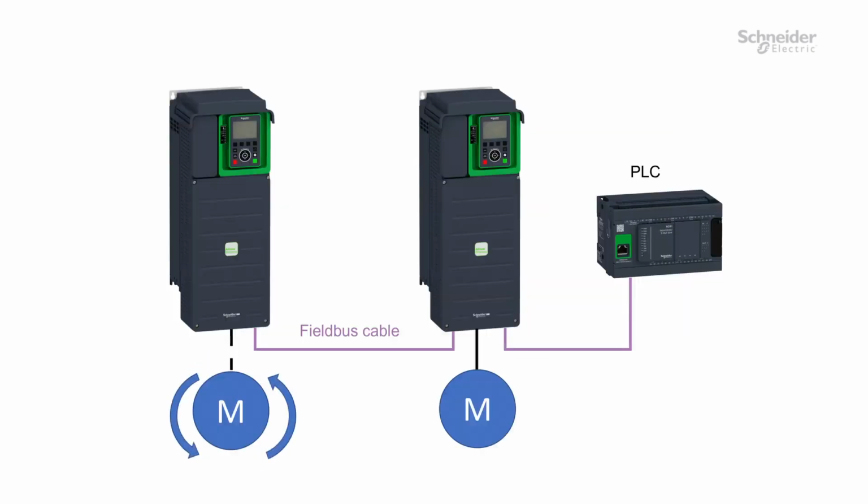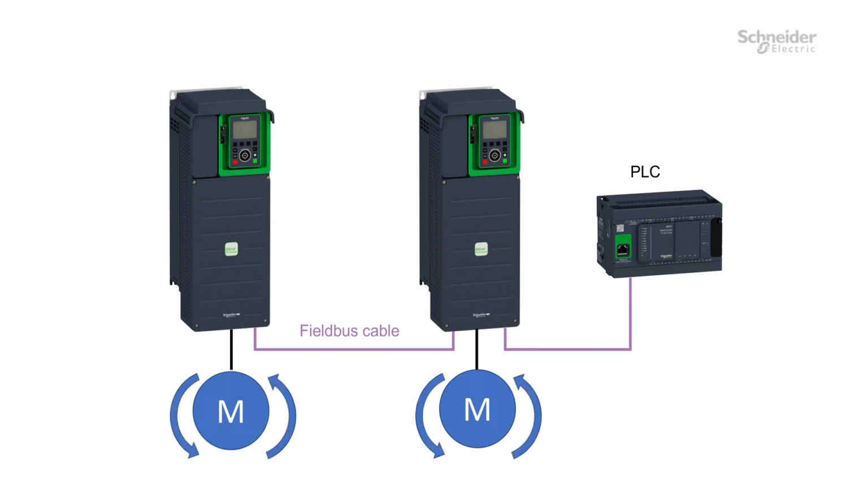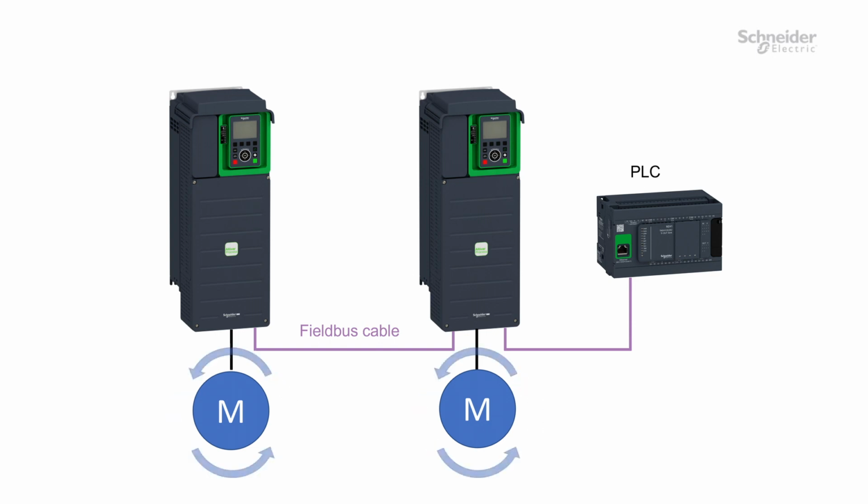First, it's very important to check when the error is triggered. Case number 1: at least one motor is running in your application, or case number 2: the error happens even if all motors are stopped. Case number 1. Error happens when at least one motor is running. If a communication error is triggered only when at least one motor is running, it may be an EMC disturbance.